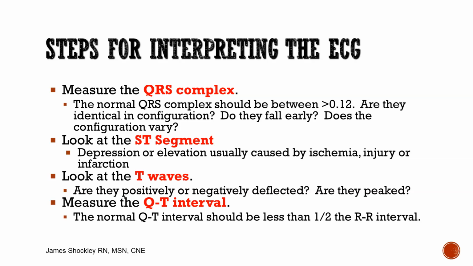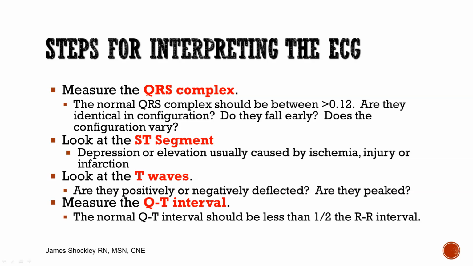But I don't know. Is it that they have a history of heart failure? If they have a history of heart failure, I could expect T wave inversion. And then I'm going to measure that QT interval. We said the QT interval again should be half of your R to R. Why is the QT interval so important?